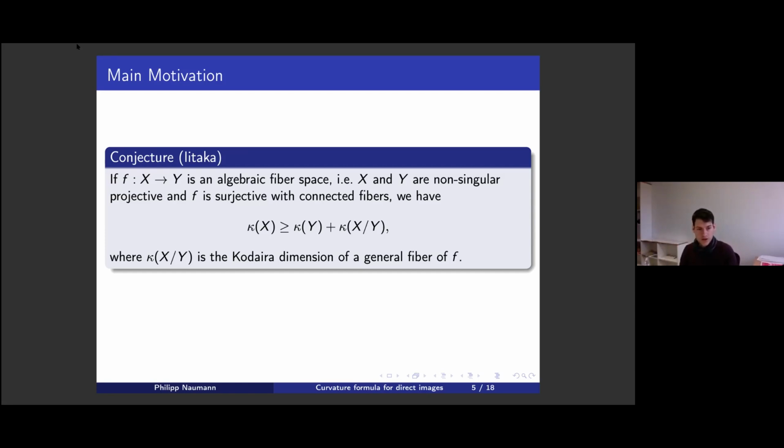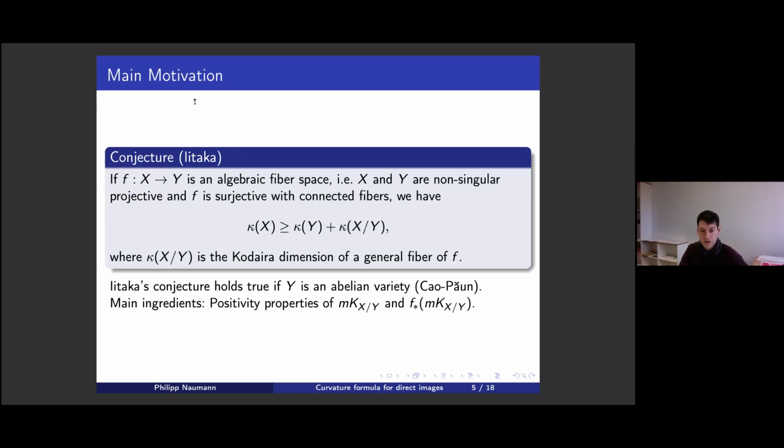A major achievement in this direction was made by Zhao and Păun, who were able to prove this conjecture in case the base is an abelian variety. The main ingredients for this were just positivity properties of the canonical bundle. So the main ingredients here: positivity of the pluri-relative canonical bundle and its push forward. So much for the history.